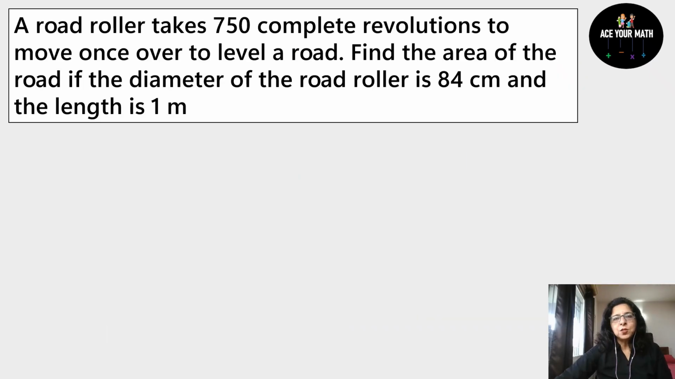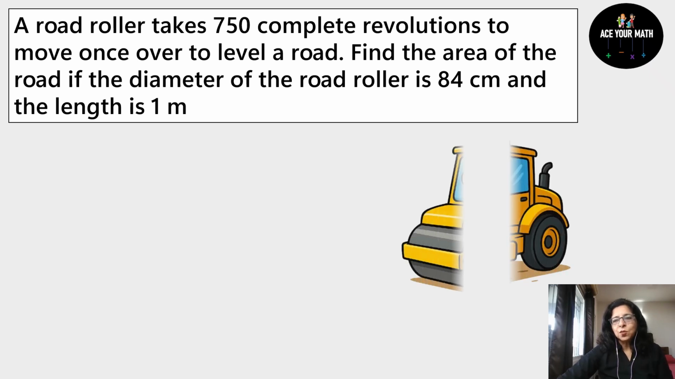So now I will read the next question. A road roller takes 750 complete revolutions to move once over to level a road. Find the area of the road if the diameter of the road roller is 84 centimeter and the length is 1 meter. See, I think you must have seen a road roller.